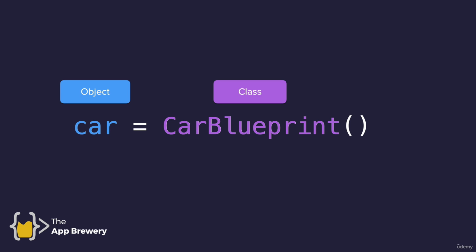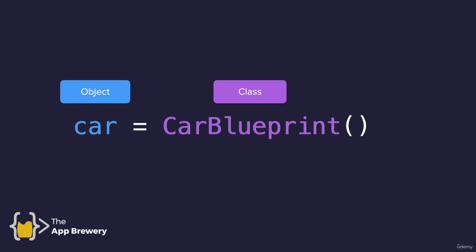All we have to do to create the object from the class is to give the object a name. It can be anything you want. Set it equal to the name of the class, and then the parentheses, which in the same way as it activates a function, activates the construction of this object from the blueprint.